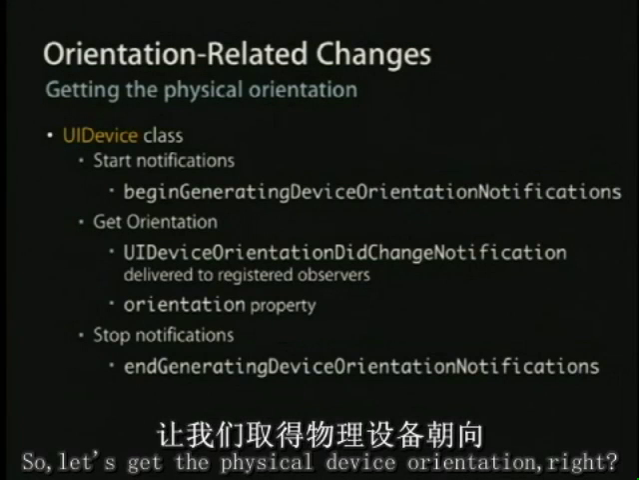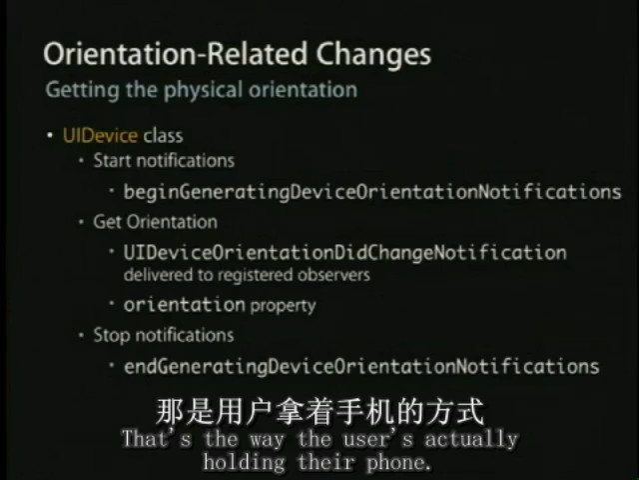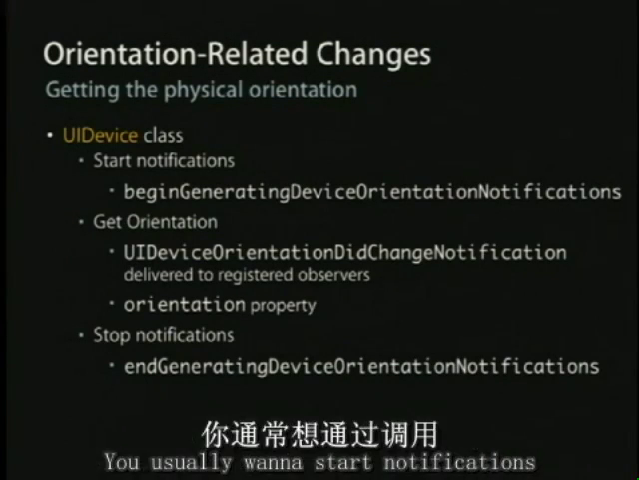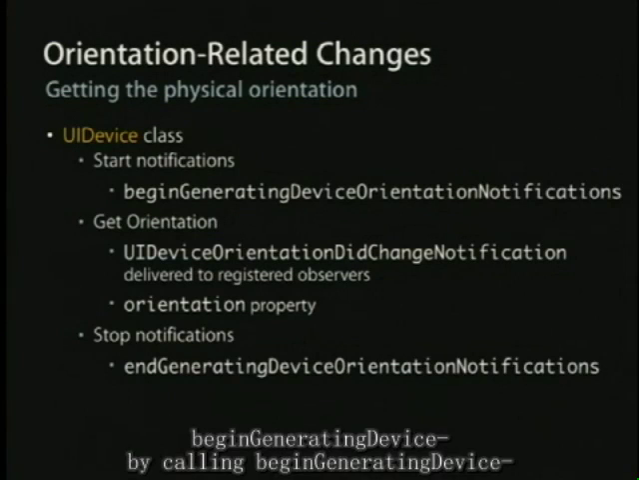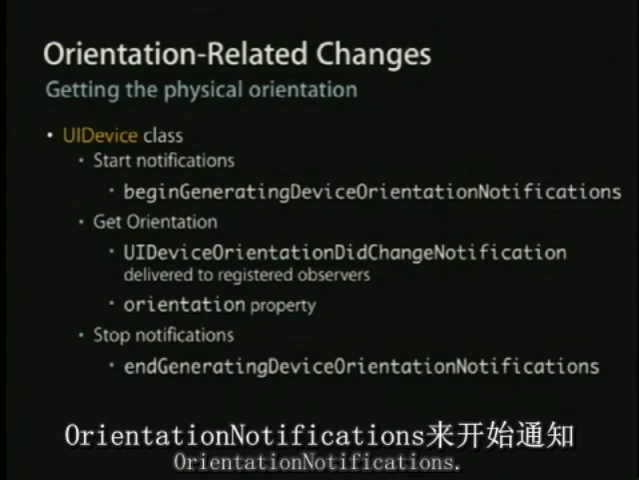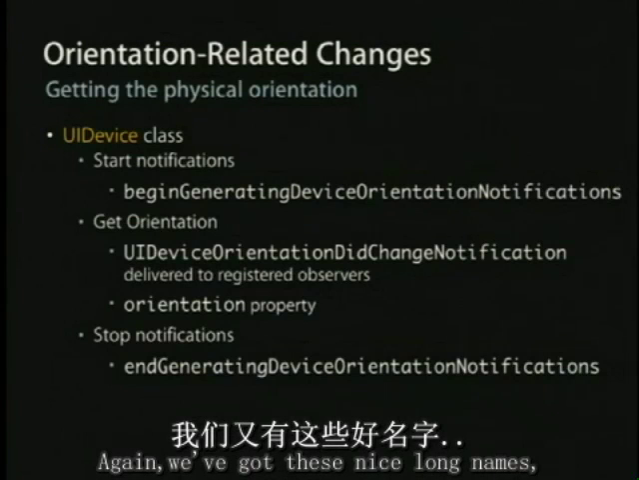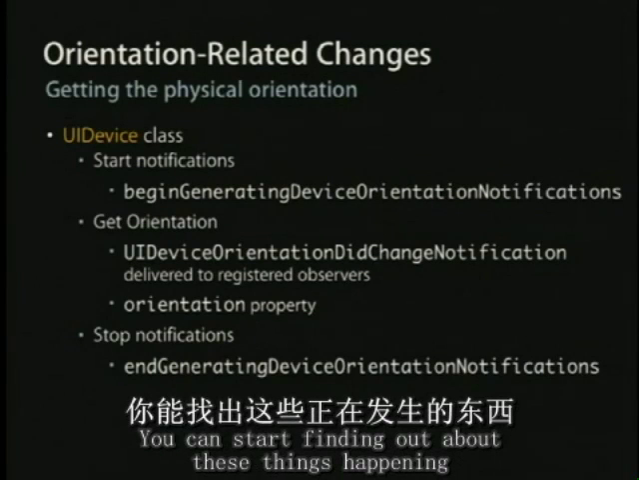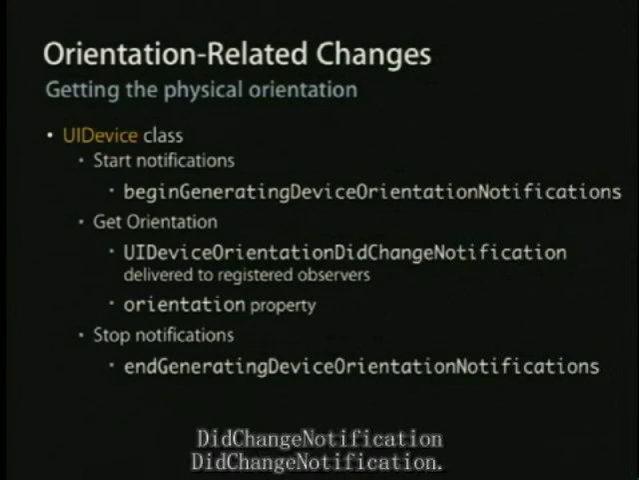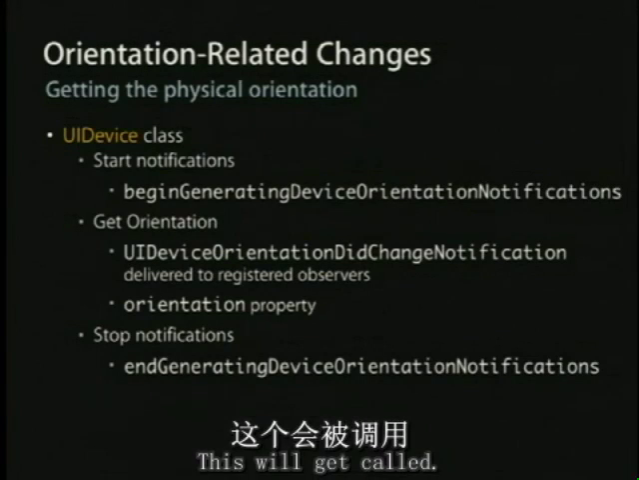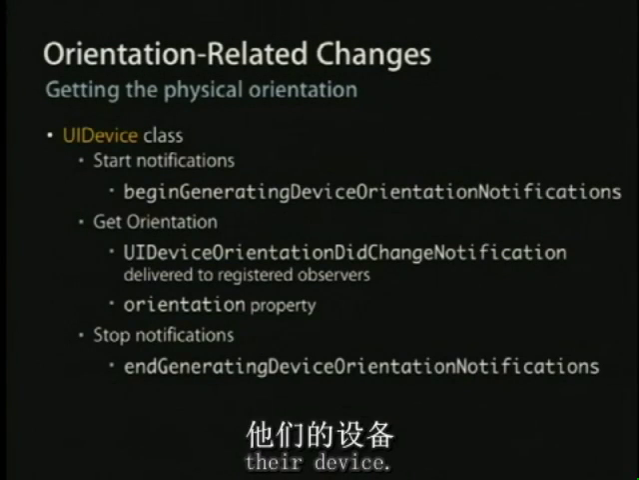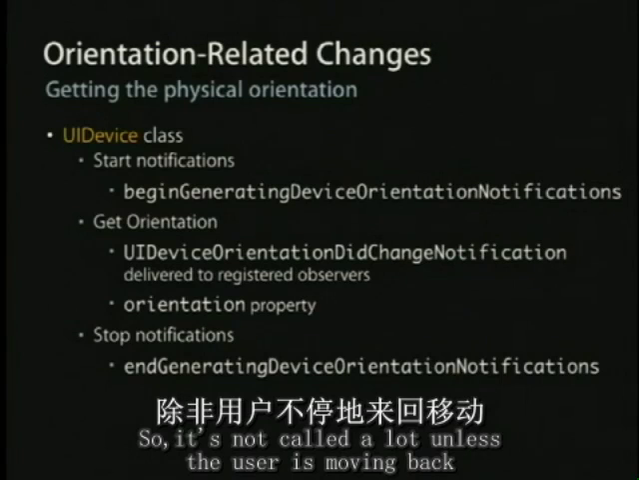So let's get the physical device orientation, right? That's the way the user is actually holding their phone. You do that using the UIDevice class. You usually want to start notifications by calling beginGeneratingDeviceOrientationNotifications. Again, we've got these nice long names, so you have to type a lot, or use autocomplete. You can start finding out about these things happening by registering for the UIDeviceOrientationDidChange notification. The granularity is basically that the user has actually fully rotated their device, so it's not called a lot unless the user is moving back and forth constantly.